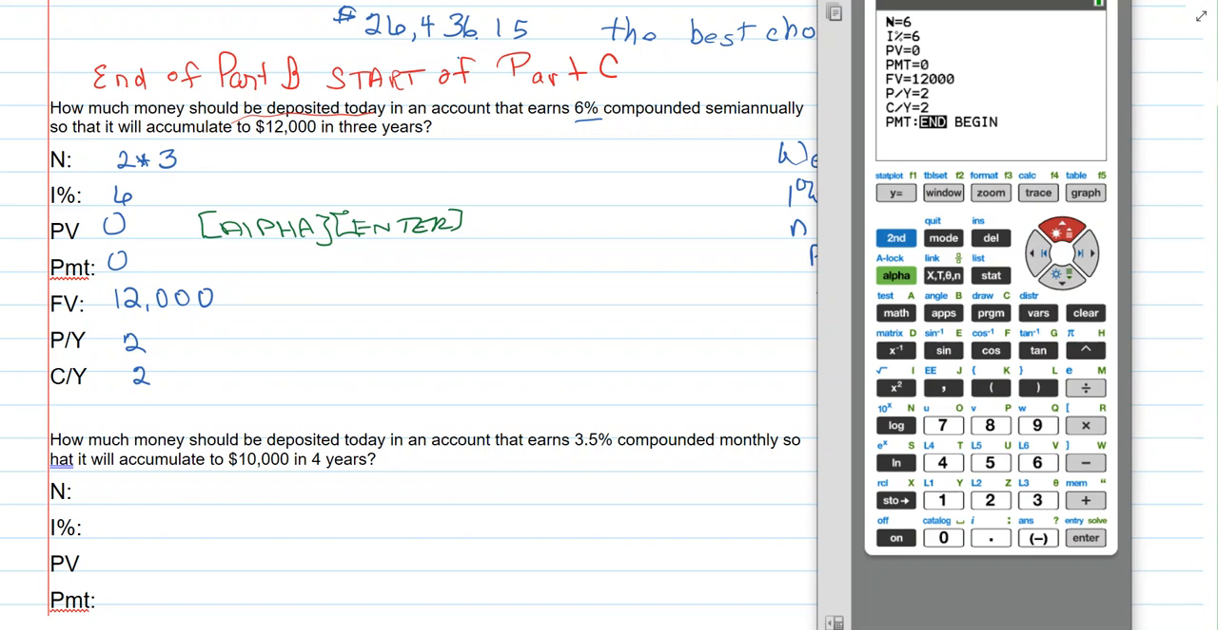Okay, we're going to move the cursor, the flashing cursor, to present value. We're going to do an alpha enter. All right. Now we said we had 2 times 3 for cap N, 6. Then we had 0. 12,000 was our desired amount in the 3 years that we put up there, 2 and 2. And our answer is $10,049.81.